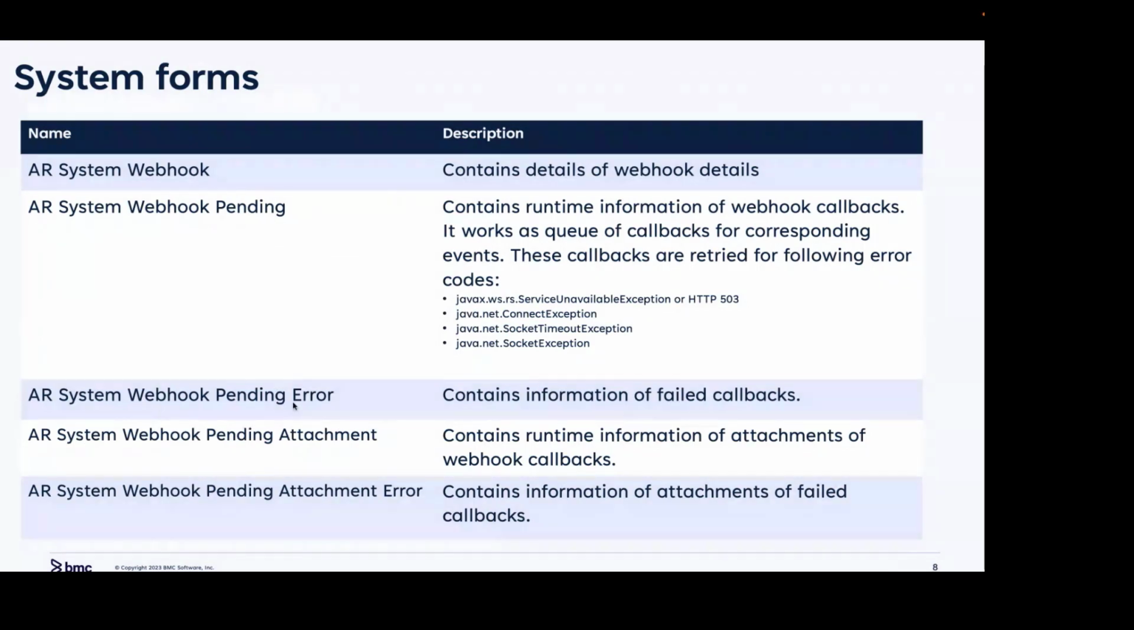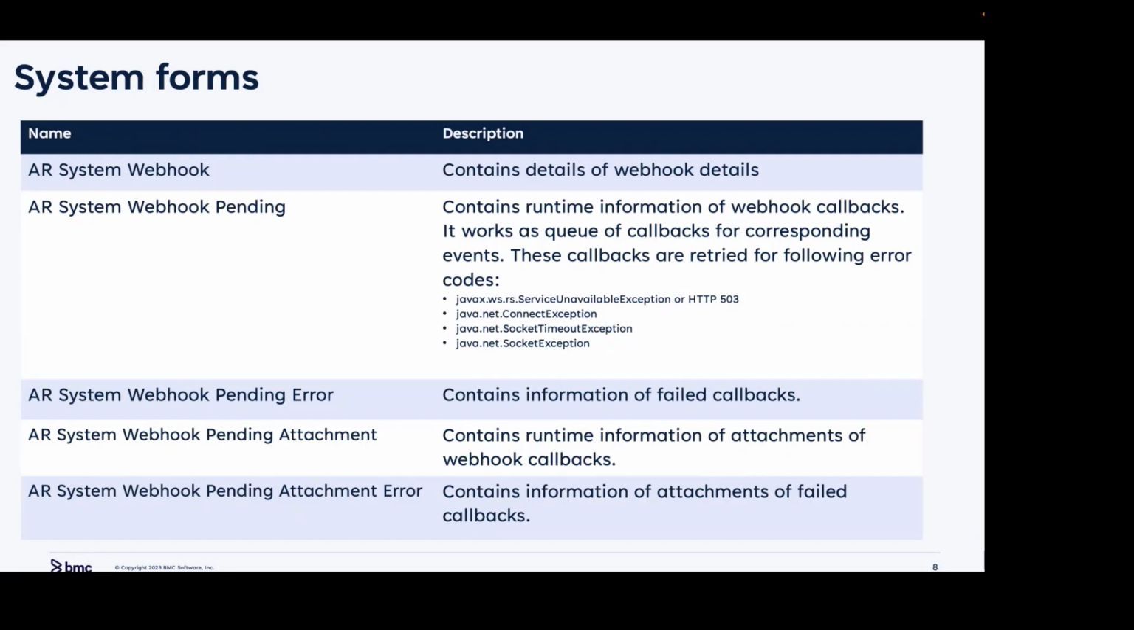And this pending error is basically kind of a log. There is no use basically in the execution of the pending execution of the webhook callback. Once the webhook callback has failed and it attempted multiple times, if it is allowed to retry, basically that entry gets moved to this error form. After that, there is no use of that particular entry. It's just for logging purpose. If you want to debug why that particular callback failed, you can go and check this error form.